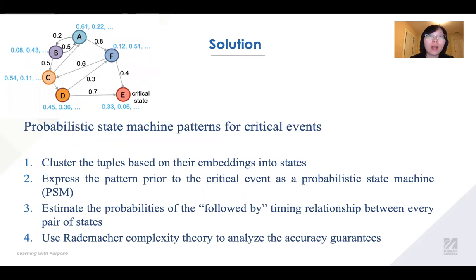The basic idea of the algorithm to learn a PSM pattern is that we first cluster the tuples in a stream window into a number of clusters, each of which will correspond to a state of the PSM pattern. There's also a special state, the critical state, corresponding to the critical event. Then the rest of the algorithm is mainly about estimating the probabilities of the followed-by timing relationship between every pair of states through the embedding vectors we have learned.